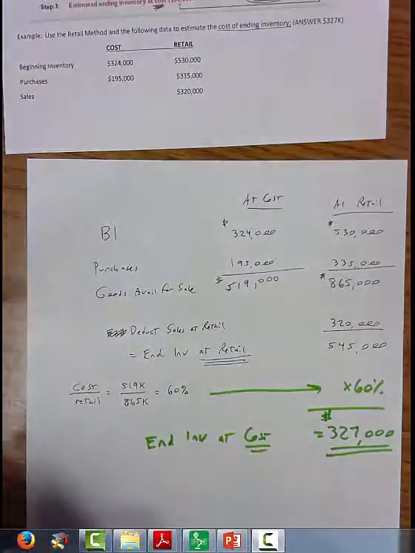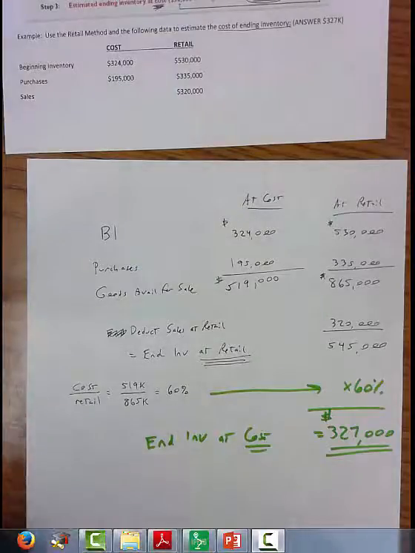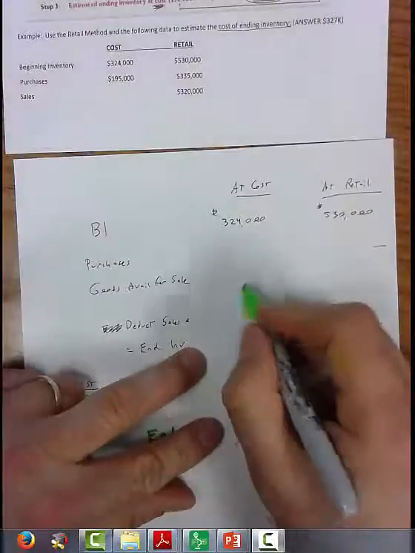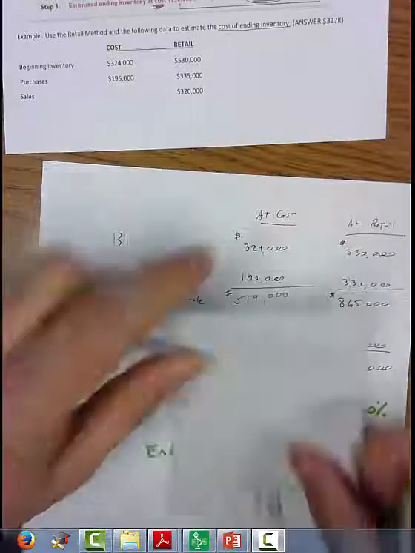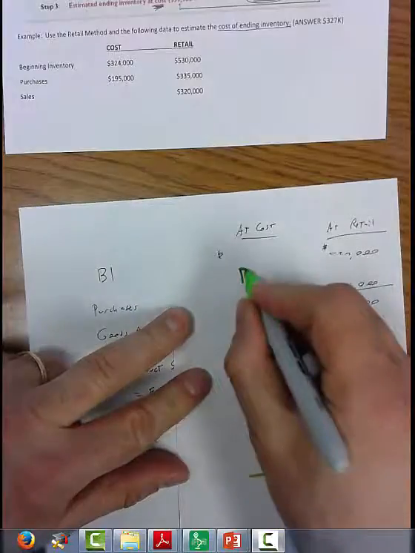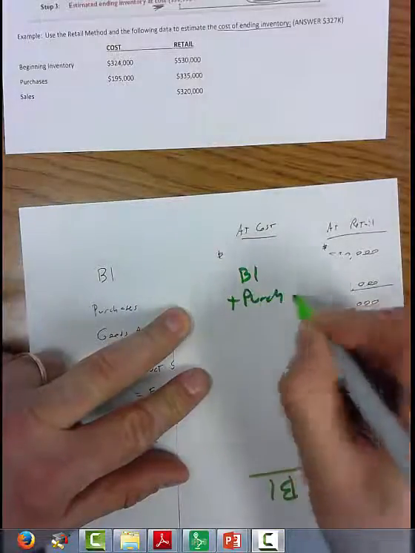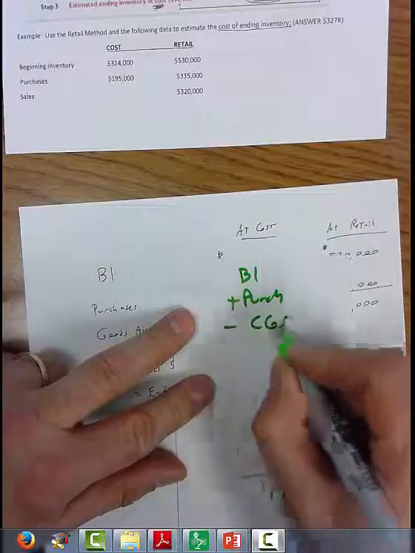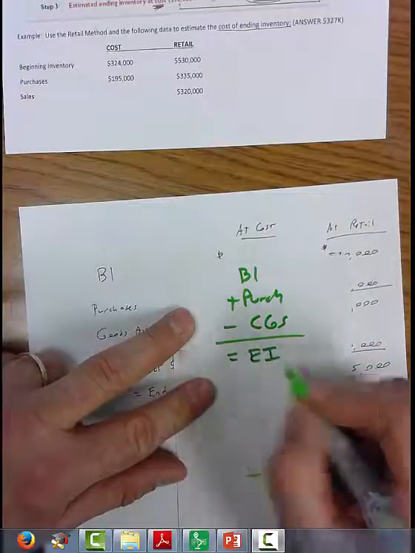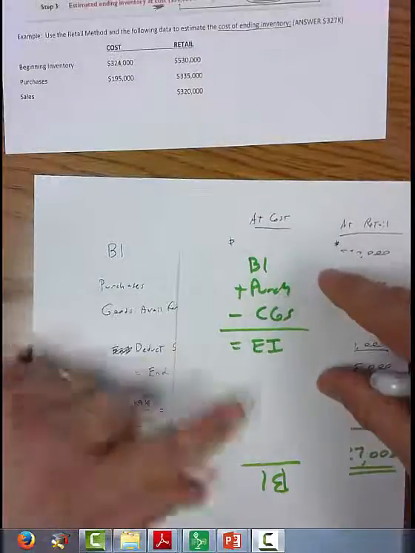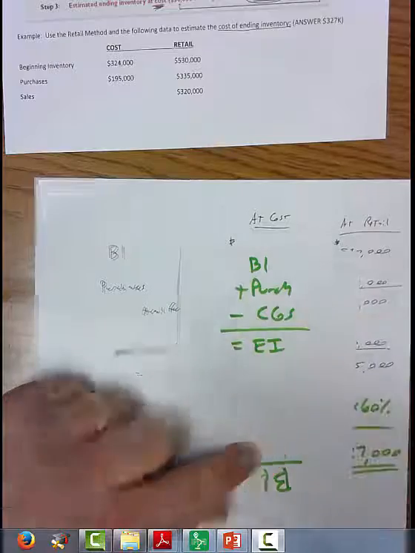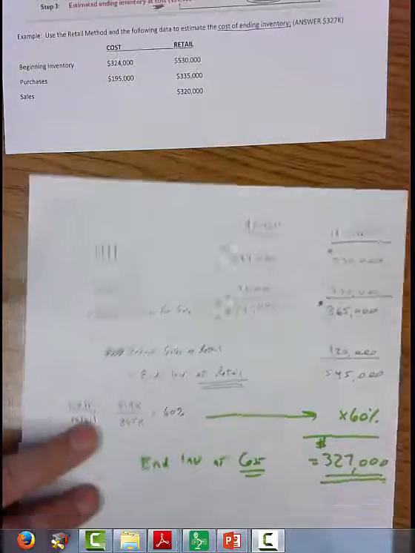I think it's one of those things that when you actually do it, it's not as confusing as perhaps trying to explain it. But what you're really realizing now is that this relationship of beginning inventory plus purchases minus cost of goods sold equals ending inventory is true if all these values are at retail, and it's also true if all these values are at cost. And that's kind of what you see going on here.